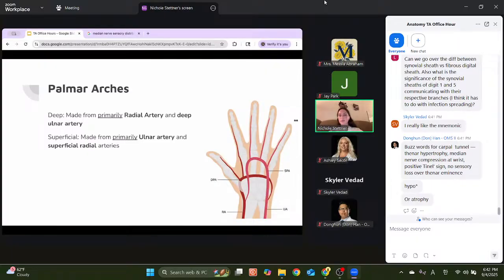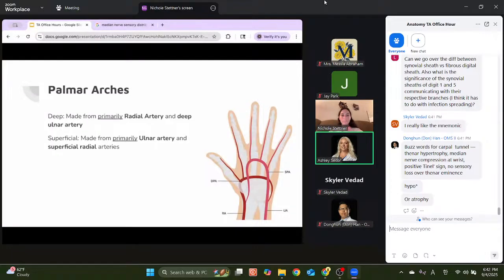I think the high-yield thing to know for this is that the deep palmar arch is primarily contributed by the radial artery, and it's the ending point of the radial artery. And the superficial palmar arch is primarily provided by the ulnar artery. So if for some reason the radial artery is occluded, which palmar arch is going to be occluded more? It's going to be the deep palmar arch.